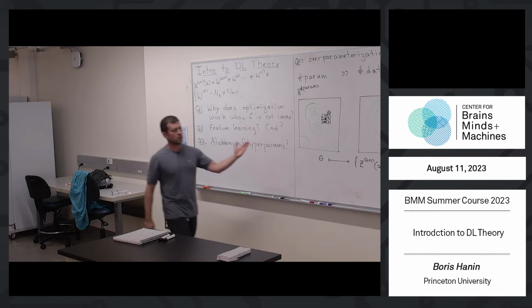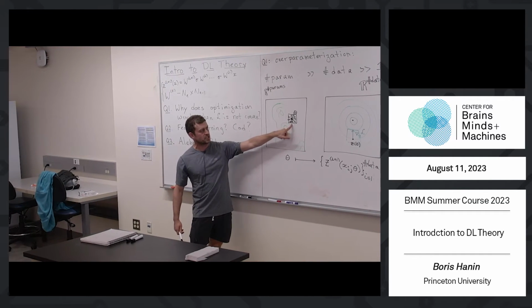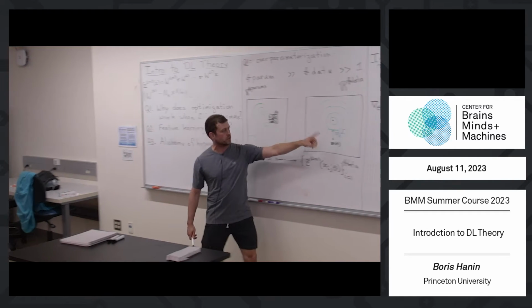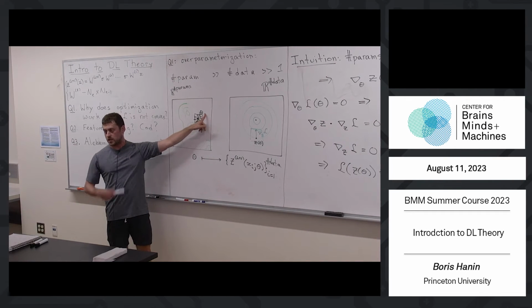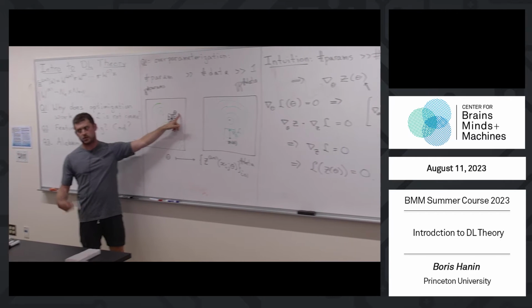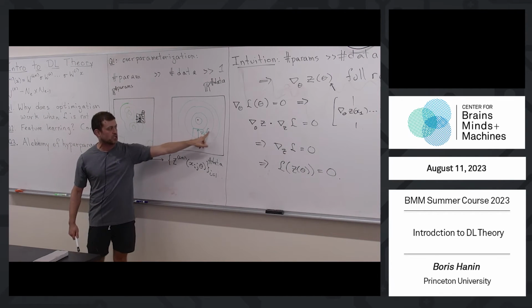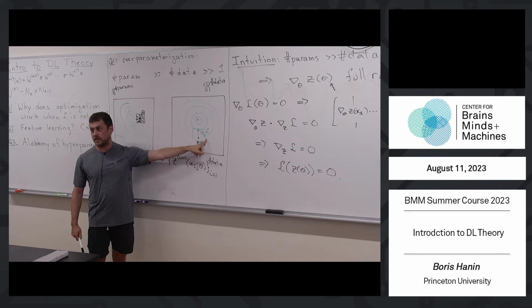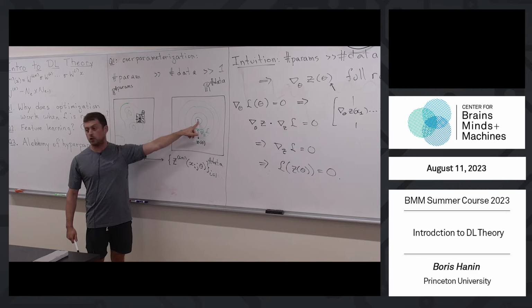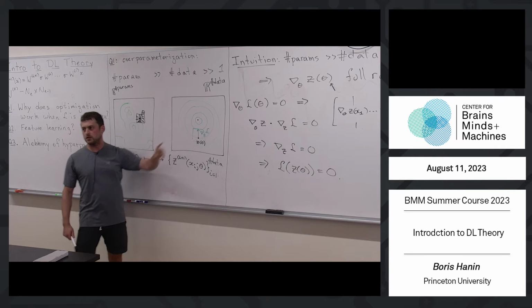So what I've tried to argue is that anytime you reach a stationary point where the gradient of the loss with respect to the parameters vanishes, which is what you should expect gradient descent or a first order algorithm to get you to, automatically the gradient of the loss with respect to the network outputs needs to vanish. And therefore, you must be at the global minimum. You've exactly fit your training data.